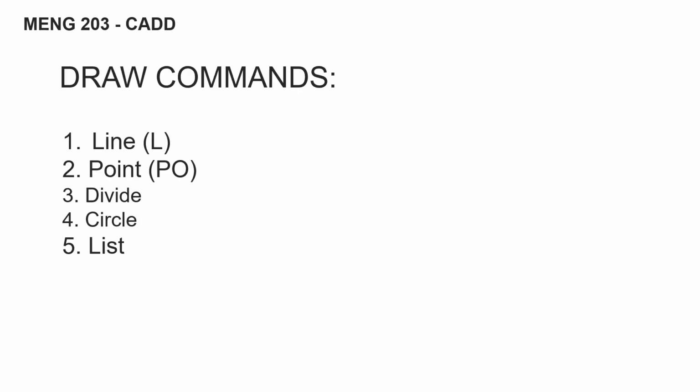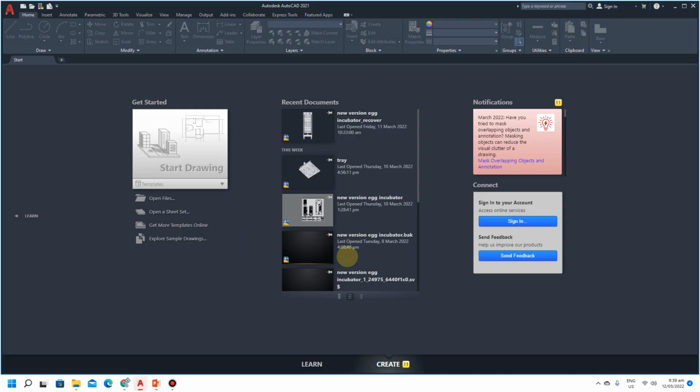Okay, so these are the basic commands that we are going to discuss for this video. One is line, two point, three divide, four circle, and five list. Okay, so let me just switch to my AutoCAD application.